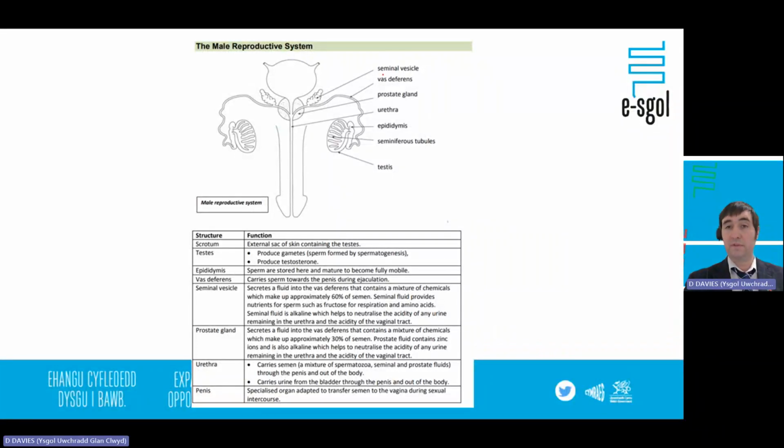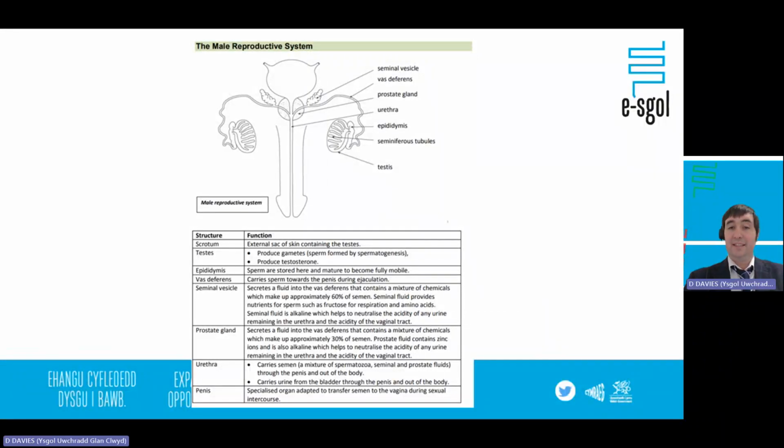So those are all of the structures that you need to learn. You need to be able to identify them, and each of those needs a function. So the scrotum, which you can't see on this diagram, is the sac that holds both testes inside. The sac is external. The reason the sac is external is that sperm production happens better at 35 degrees, which is why it's external to the body, which is at 37 degrees.